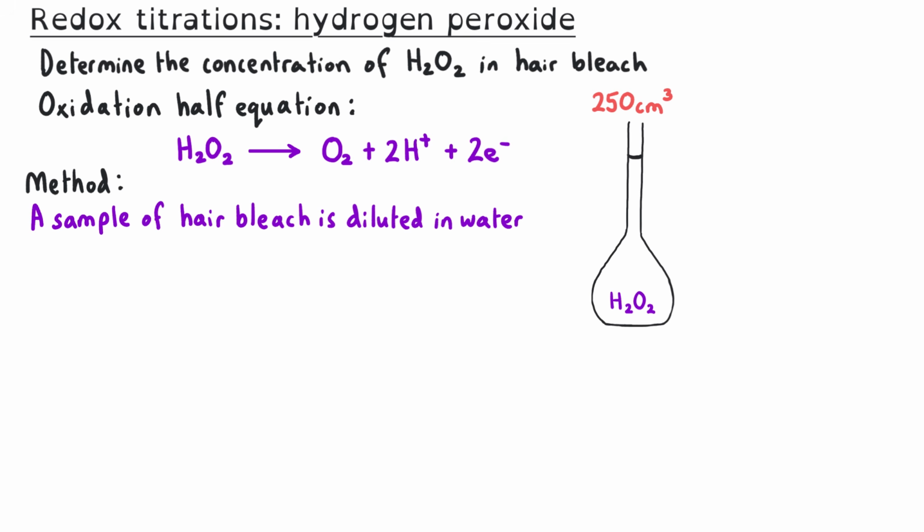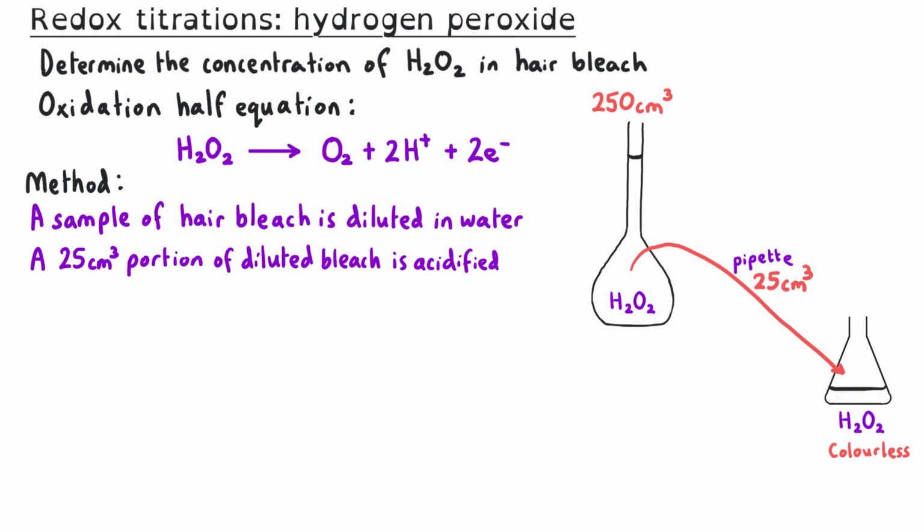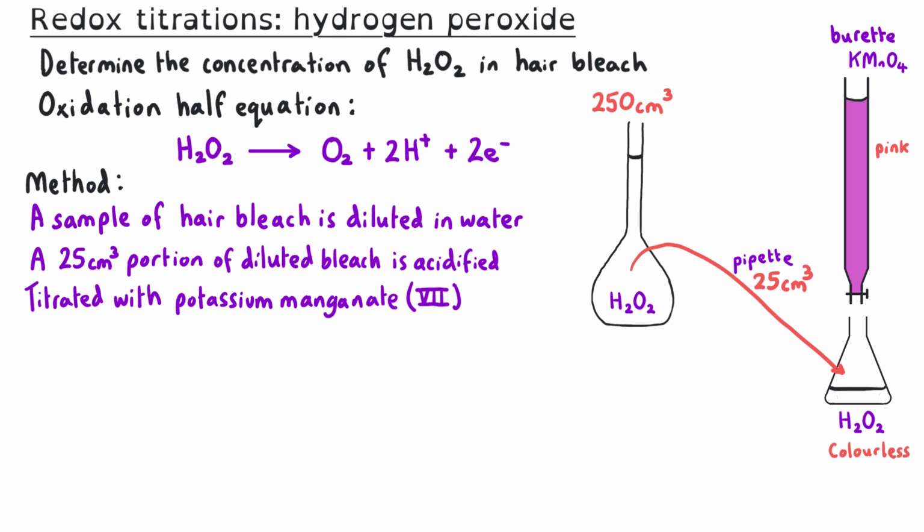To do this titration, you'd first dissolve a sample of hair bleach in a volumetric flask and make the volume up to 250 cm³, and a 25 cm³ portion of this would be removed with a pipette and placed into a conical flask and acidified, and then you'd be ready to titrate this with the potassium manganate(VII).